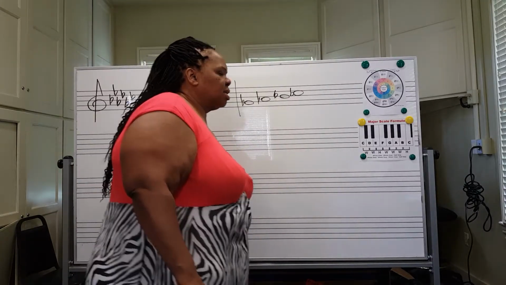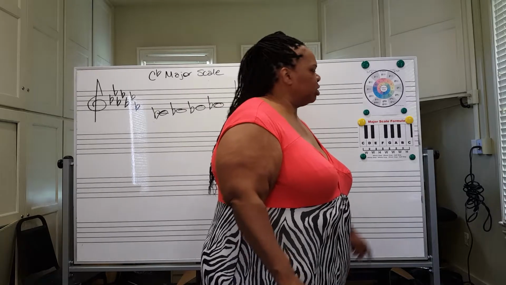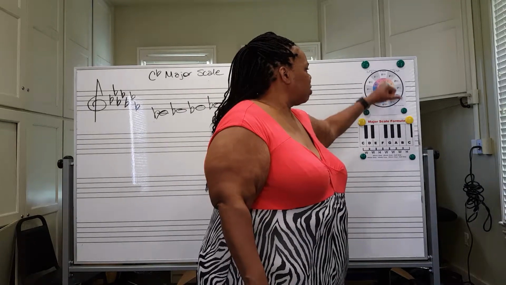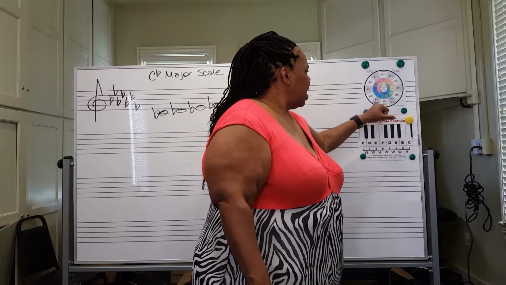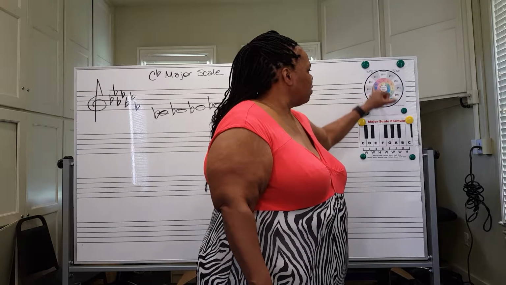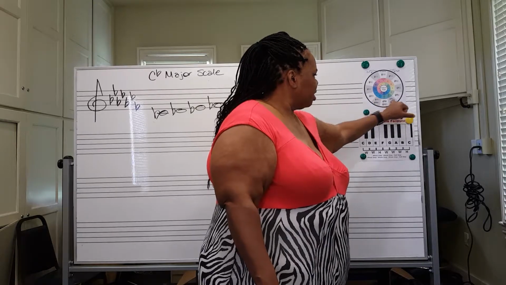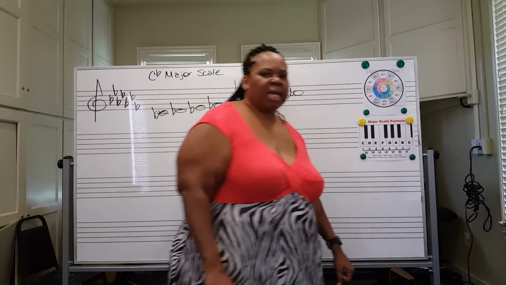There are 15 specific key signatures for the major scales. 1, 2, 3, 4, 5, 6, 7, 8, 9, 10, 11, 12. And then we have 3 of them here that are called enharmonic.